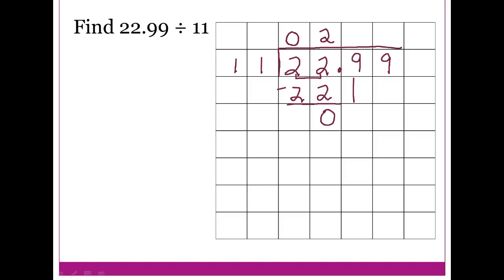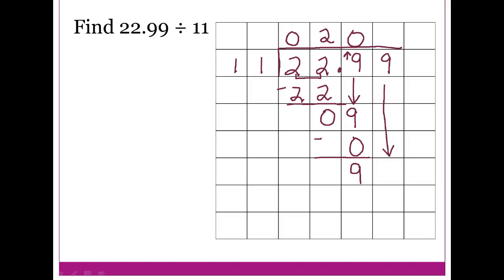This is a place where students often make mistakes. They'll look to see whether or not 11 goes into 9 and see that it doesn't, and go ahead and bring down the next digit. But every time you bring a digit down, you must put something in the quotient. 11 won't go into 9, so 11 goes into 9 0 times. 0 times 11 is 0. And it's only at this point that you can bring down the next digit.